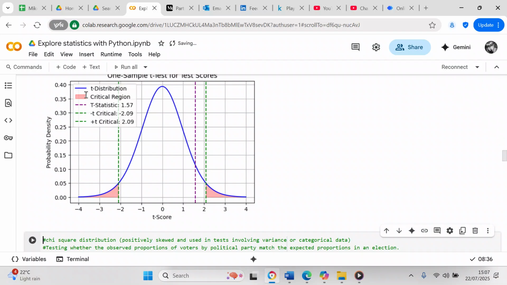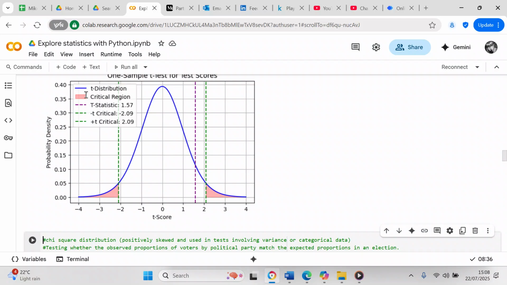So your t statistic is 1.57 and it's in purple. Your negative critical is negative 2.09, it's in green. And your positive critical is plus 2.09 and it's in green. And your t statistic is within the confidence interval of the t-distribution. So that means that the null hypothesis is accepted, or rather, we fail to reject it, which means that there's no significant difference between the population mean and the sample mean.